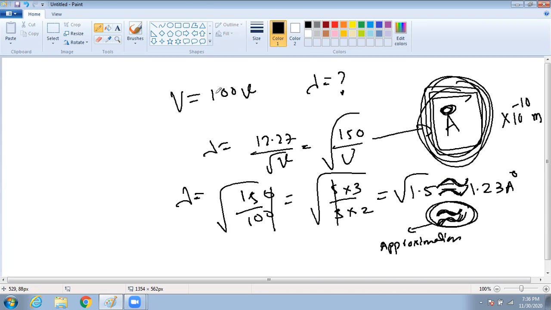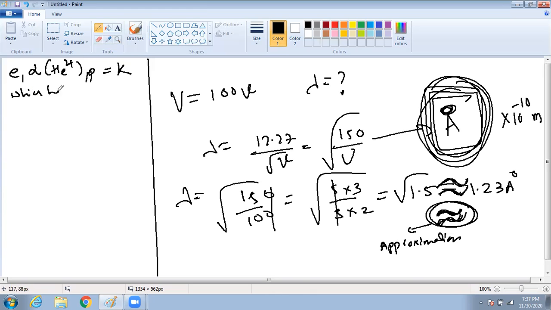An electron, an alpha particle and a proton, another question. An electron, an alpha particle, meaning helium 2 plus, and a proton have the same kinetic energy. Which of the particles has the shortest de Broglie wavelength? Which particle has the shortest lambda?